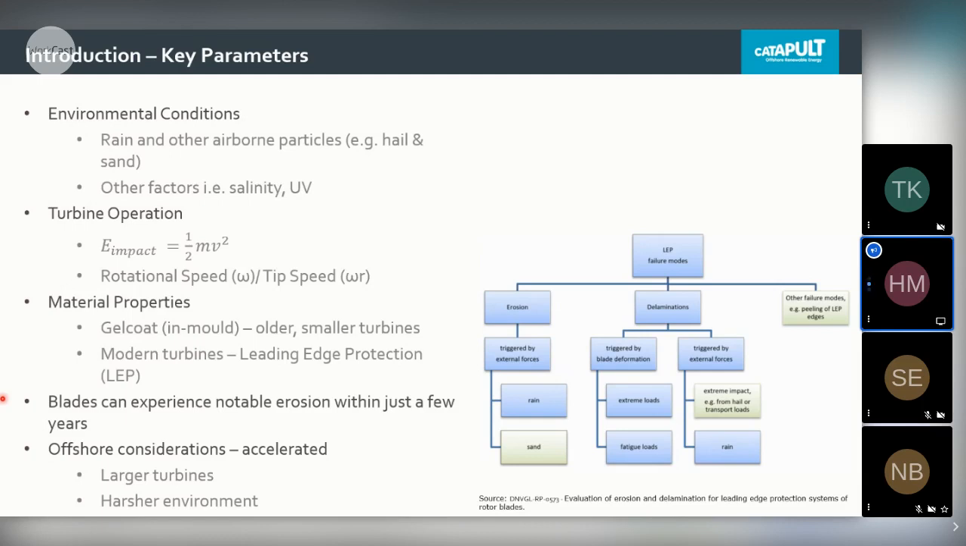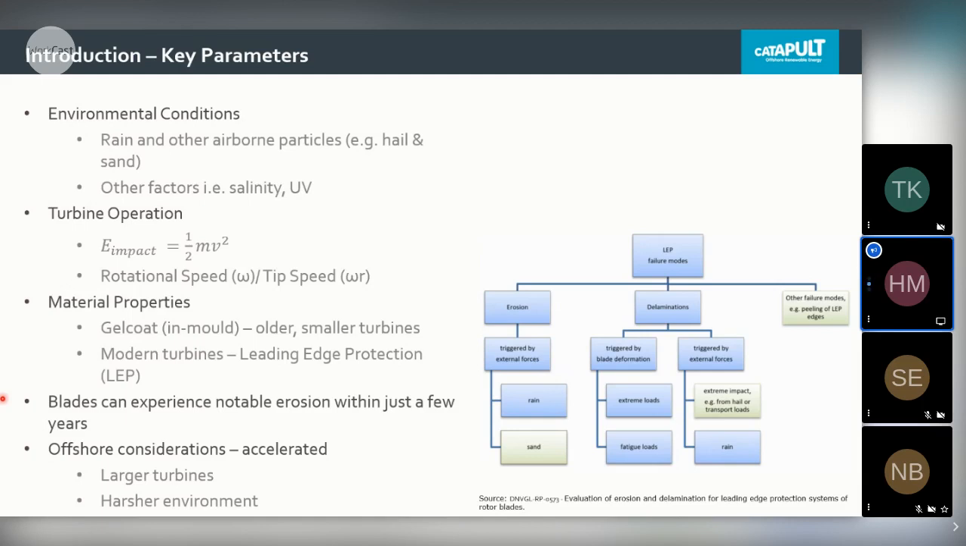And in fact, as Tom alluded to, these tip speeds have been capped in order to mitigate the influence of erosion. The material properties of the surface you're impacting on also has a significant influence. The older, smaller turbines weren't aware of this problem and didn't take this into account in the way the blades were manufactured. But we'll see now that modern turbines at least include some form of leading edge protection in order to combat these effects. Whereas in the older turbines, erosion wasn't experienced, or the effects of erosion weren't felt for a significant period of time.